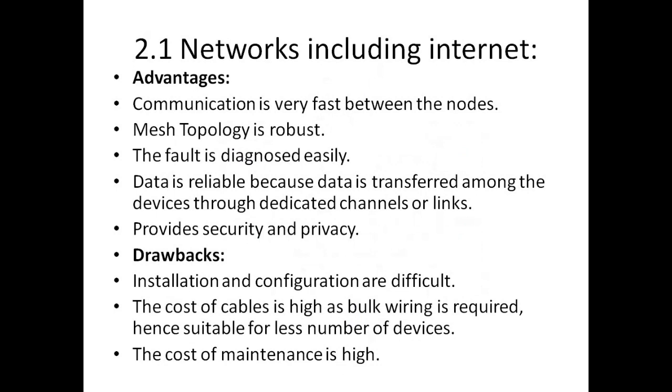Advantages: communication is very fast between the nodes. A node is basically every end device or every device that is a part of a network. In technical terminology, it is known as a node. Mesh topology is robust. The fault is diagnosed easily. Data is reliable because data is transferred among the devices through dedicated channels or links, so there is no chance for interference or compromise to the integrity of data. It provides security and privacy.